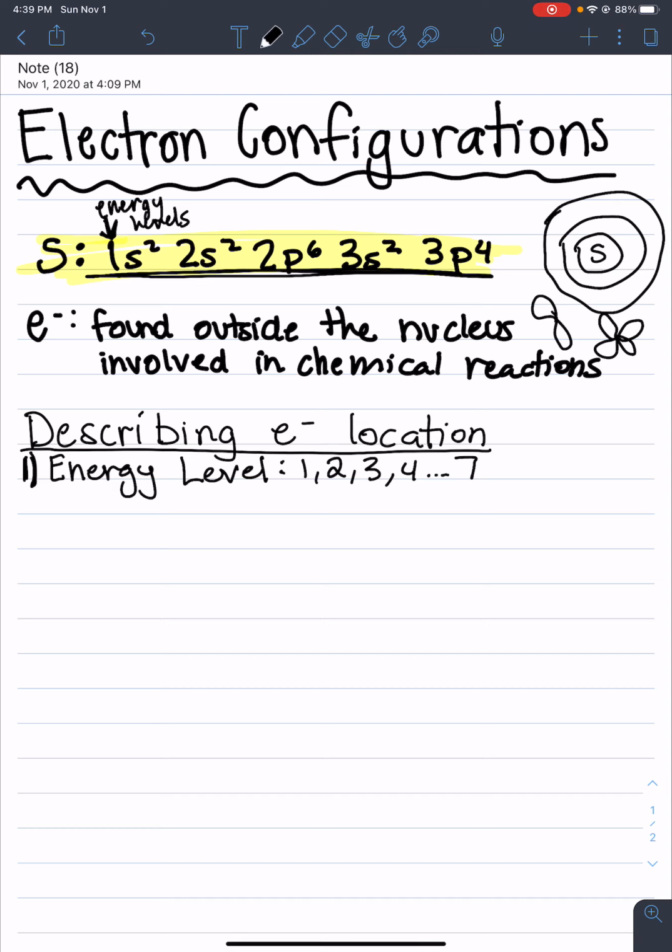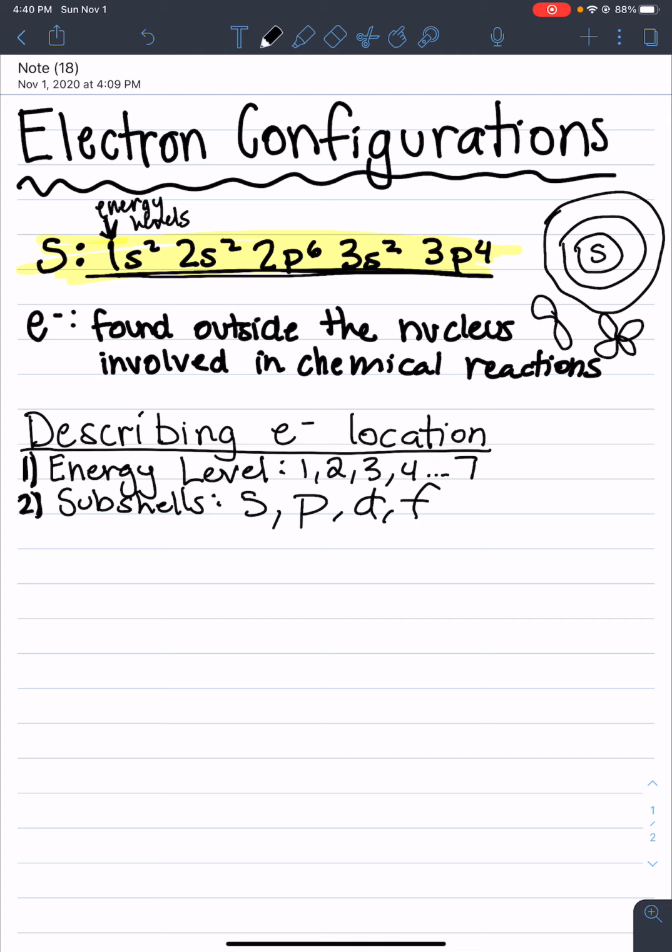Okay, that big number up front, 1 through 7, can be our energy level. The next thing that we're going to use to describe where electrons are located are our subshells. Our subshells are kind of the new thing that we're going to talk about. They are the letters that we find in our electron configuration up top. So there's either going to be an S, or a P, or a D, and an F.